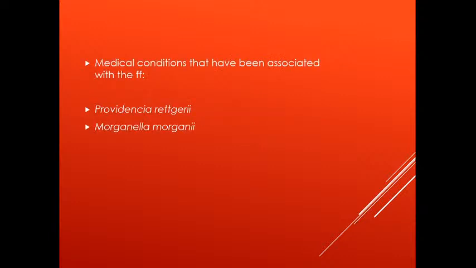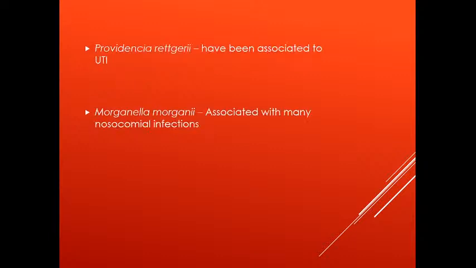All right. Now, medical conditions associated with the following organisms: Providencia rettgeri and Morganella morganii. These are the types of organisms that you need to remember. Providencia is associated with UTIs, urinary tract infections, and Morganella morganii is mostly isolated from nosocomial infections. Okay. I want you guys to not forget about these two organisms because you might encounter them in your exams.